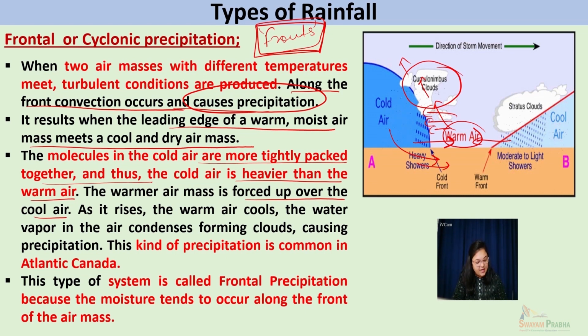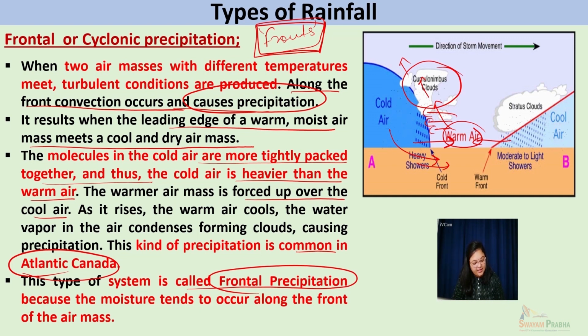place. And this kind of precipitation is very, very common in Atlantic areas, northern, mid, higher latitudinal areas along Canada, USA, and certain regions of Europe also. So this type of system is called frontal precipitation or cyclonic precipitation, because these fronts are also the zones of temperate cyclones, which leads to heavy precipitation in these areas.